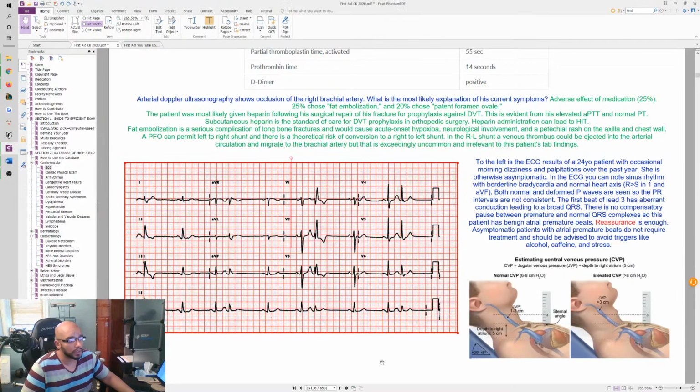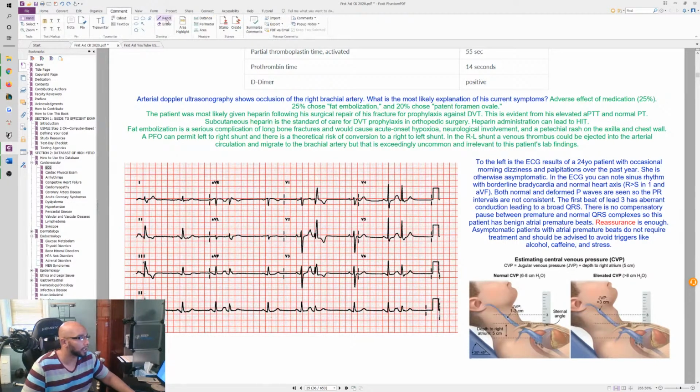So to the left is an ECG of a 24-year-old patient with occasional morning dizziness and palpitations over the past year. She is otherwise asymptomatic. In the ECG, you can note sinus rhythm with borderline bradycardia and normal heart axis. Right? There's no axis deviation. R is more than S in 1 and AVF. Both normal and deformed P waves are seen, so the PR intervals are not consistent. The first beat of lead 3 has an aberrant conduction leading to a broad QRS.